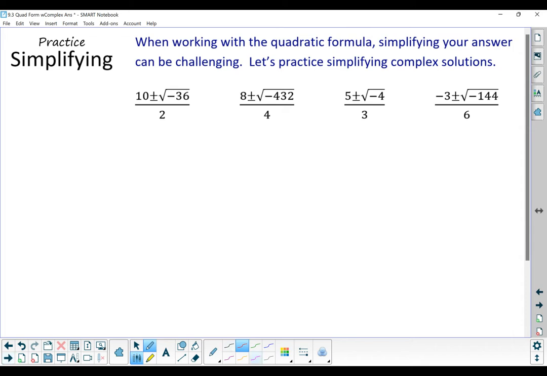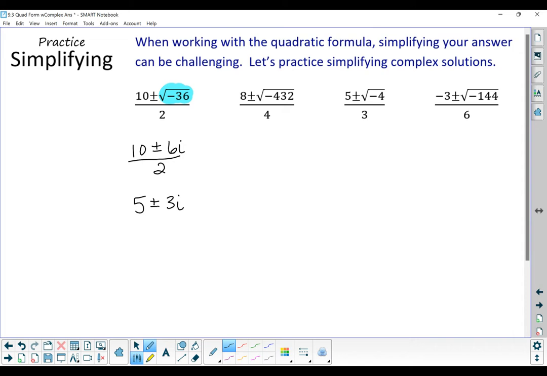Okay, so if I have 10 plus or minus the square root of negative 36 all over 2, I've got to think about that root first. The square root of negative 36 is the same as 6i. So this is 10 plus or minus 6i divided by 2, and that would be 5 plus or minus 3i.